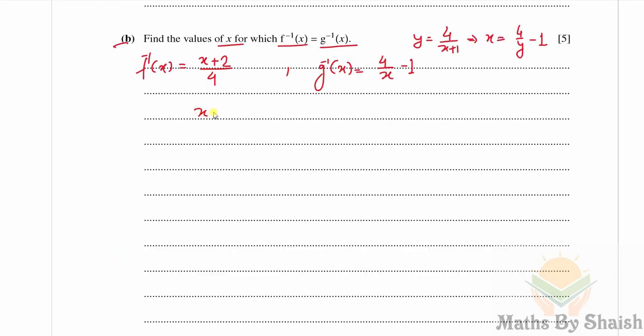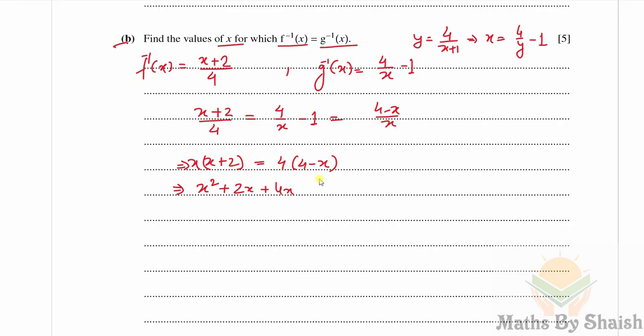It is (x plus 2) upon 4 is equal to 4 by (x minus 1), and hence it is going to be cross multiplied: (x plus 2) into (x minus 1) is equal to 16 after cross multiplying, so x square from here, and this is minus x, this is 2x, so x square plus x minus 16 is equal to 0, or x square plus 6x minus 16 is equal to 0.